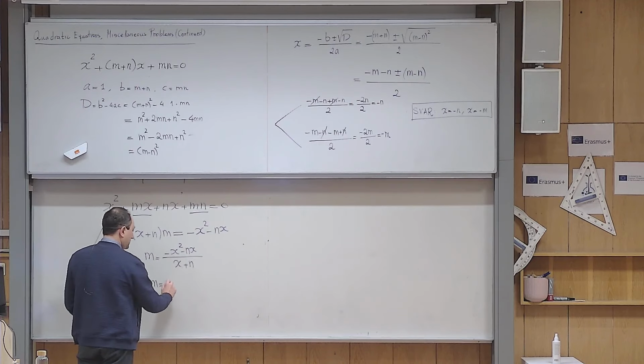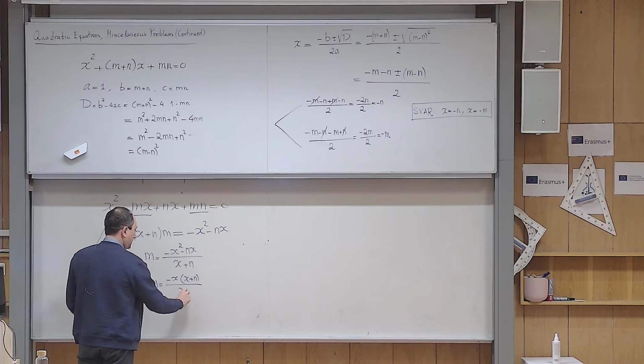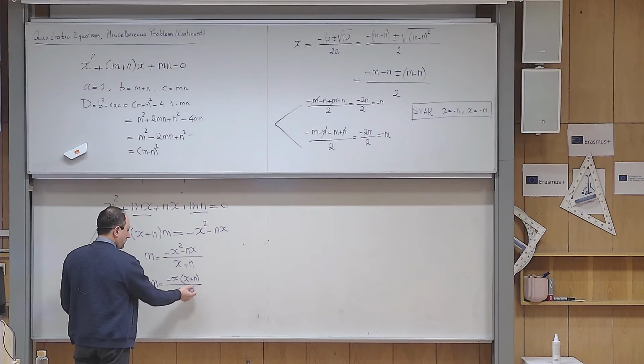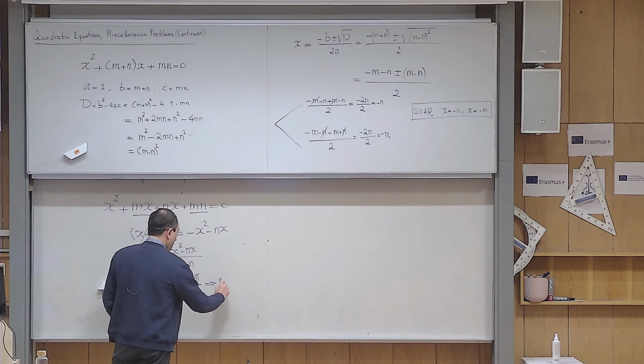So I put minus x out, and then here x is left, here plus n is left, and then I have x plus n. But now x plus n is a factor because it's multiplied, and x plus n is the same thing, so I can simplify the common factors, and of course m becomes minus x.